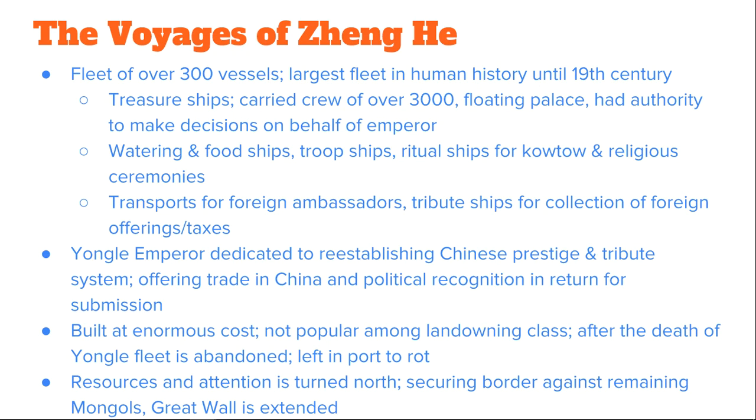So what ends up happening is, after the death of the Yongle emperor, essentially the fleet is abandoned. The 300 vessels are docked, they are anchored, and they are basically just left in port to rot away. And that's exactly what happens to them. And all of the resources and the manpower that had gone into Zheng He's expeditions are now turned north against the nomadic tribes that have always been China's long-standing enemy. And securing that border and extending the Great Wall becomes the main focus of the Ming Dynasty going forward.